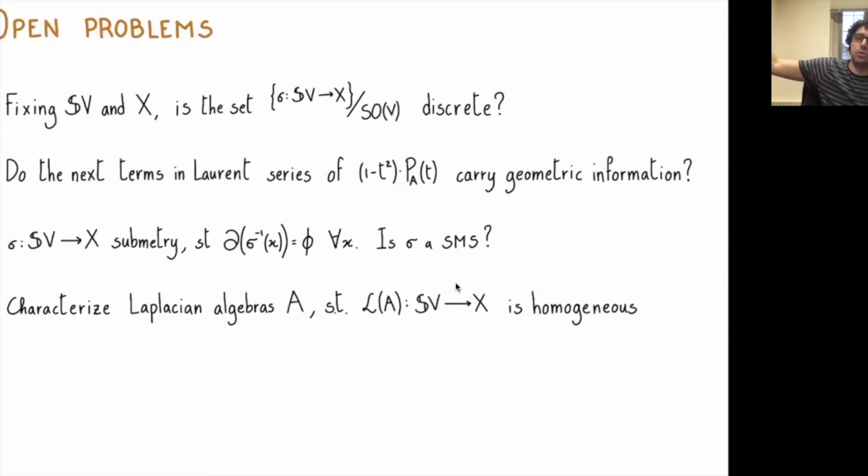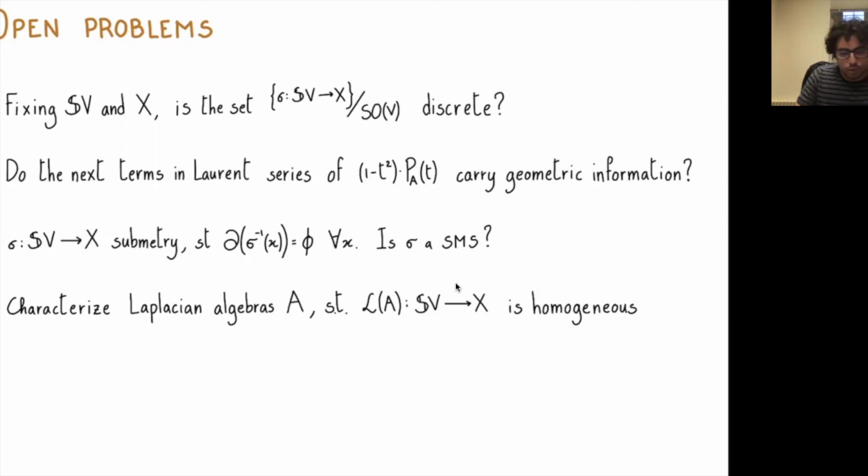In the case of group actions, it is known that the second term in the Laurent expansion carries information about the number of reflections contained in the group. In the case of a manifold symmetry, this doesn't mean anything. So it would be interesting to see if there is some concept that generalizes essentially the number of reflections.